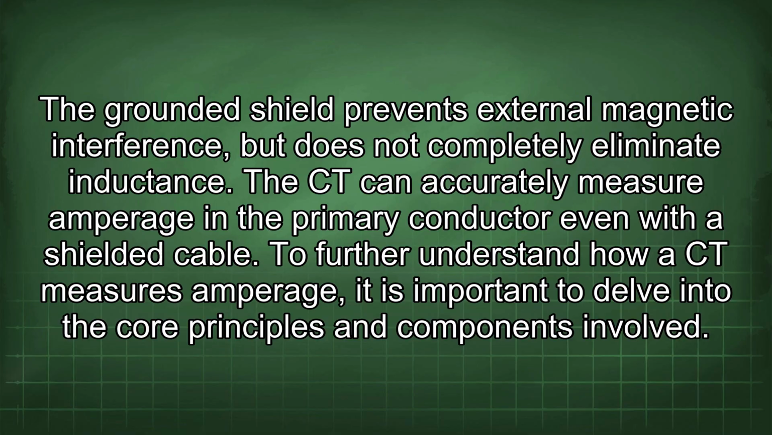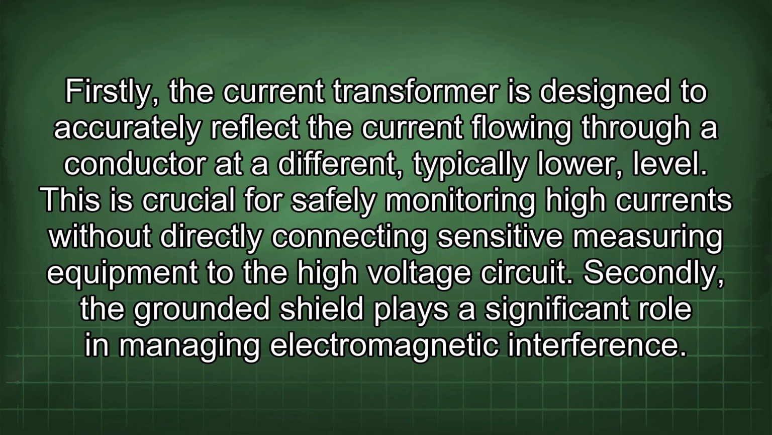To further understand how a CT measures amperage, it is important to delve into the core principles and components involved. Firstly, the current transformer is designed to accurately reflect the current flowing through a conductor at a different, typically lower, level. This is crucial for safely monitoring high currents without directly connecting sensitive measuring equipment to the high voltage circuits.